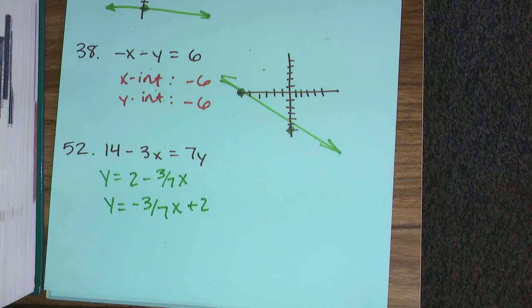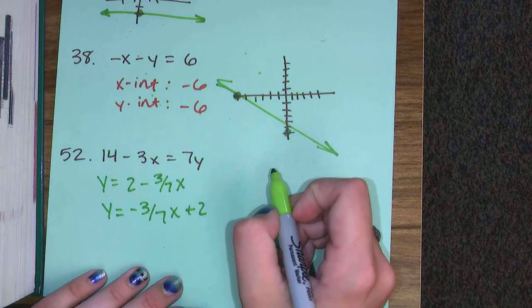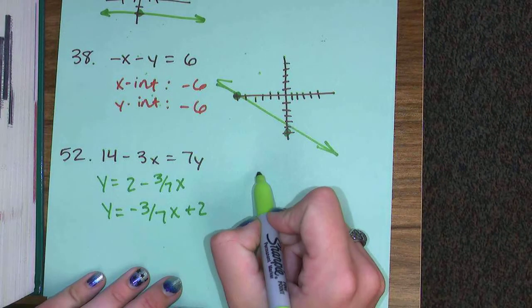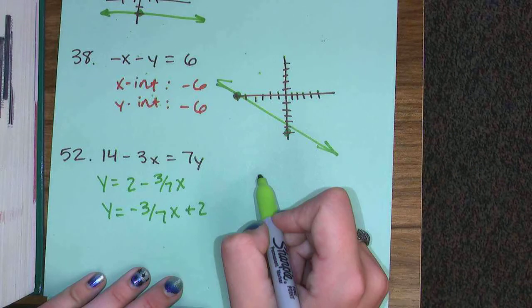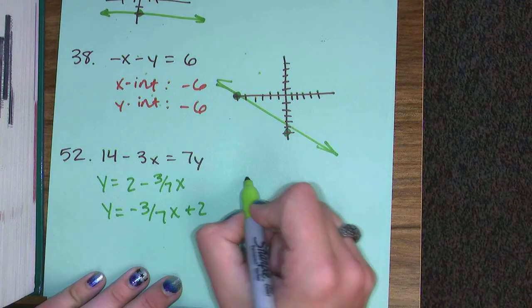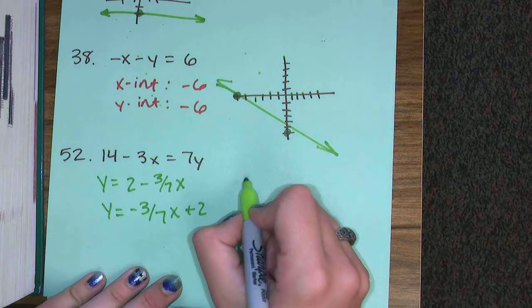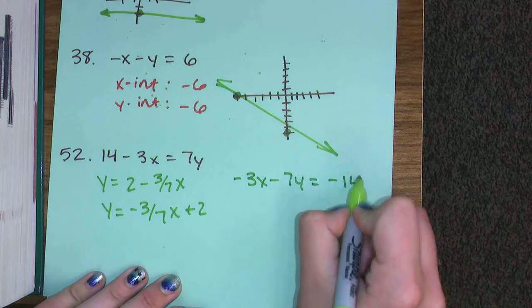Okay, that's in slope-intercept form, but you guys like standard form. I think it's easier, so it's like, why not do it? How would I set it up in standard form then? Yes. That's one way we can do it. So we can move the 7y over and then move the 14 to the other side. So negative 3x minus 7y is equal to negative 14.